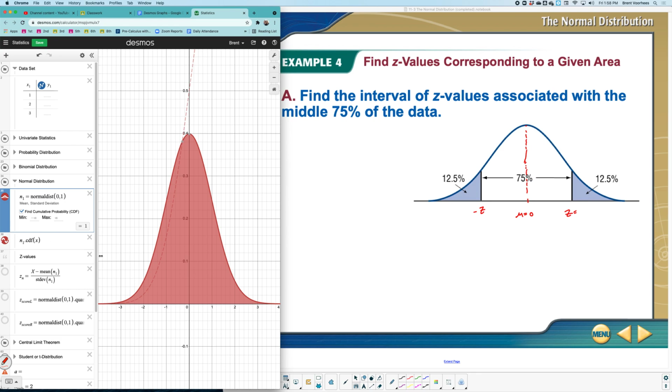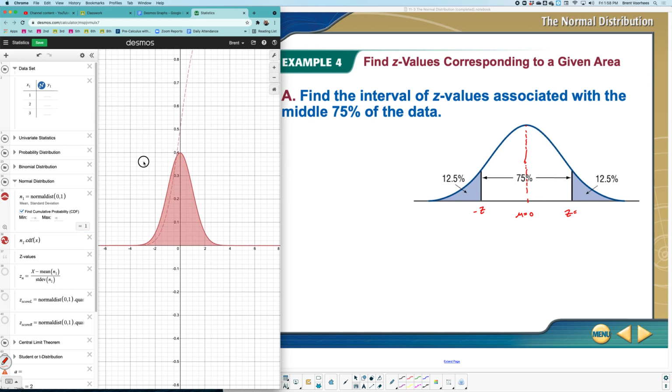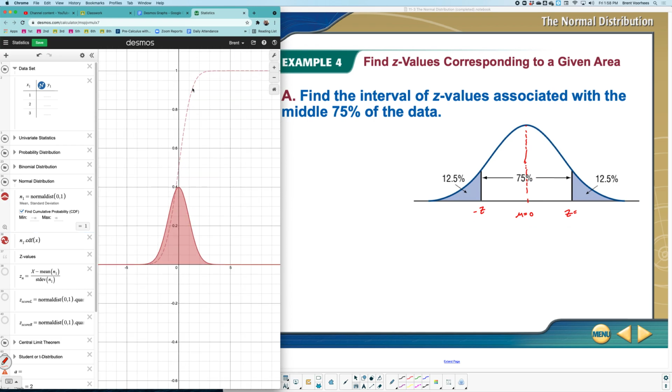So I'm going to zoom in on this, and now I'm going to introduce what I did not have turned on before, what we call the cumulative distribution function, which is going to be graphing how much area you'd have at any point in time. So we want to know when I have 12.5% of the area over here and over here, and I truly want 75% in the middle.